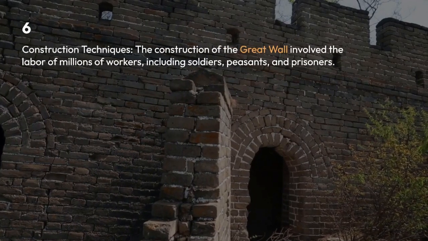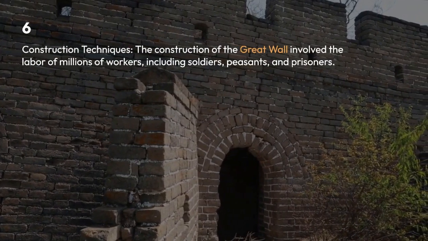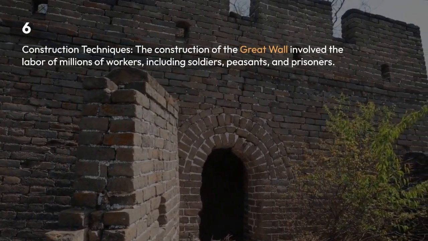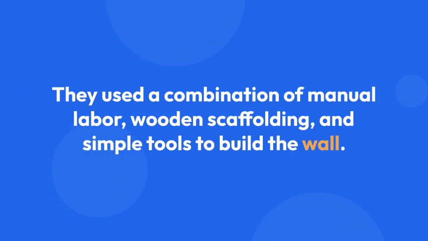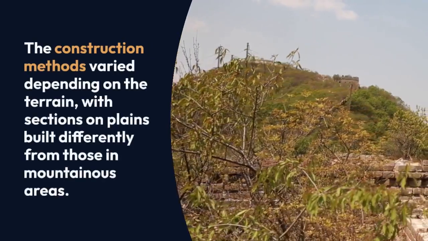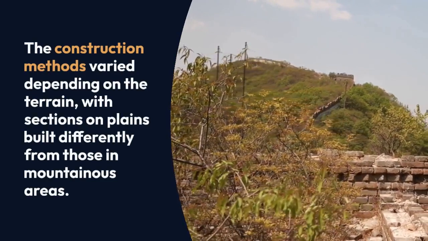6. Construction techniques. The construction of the Great Wall involved the labor of millions of workers, including soldiers, peasants, and prisoners. They used a combination of manual labor, wooden scaffolding, and simple tools to build the wall. The construction methods varied depending on the terrain, with sections on plains built differently from those in mountainous areas.